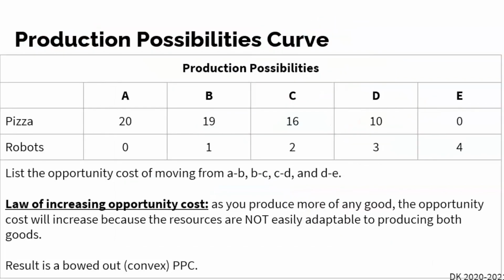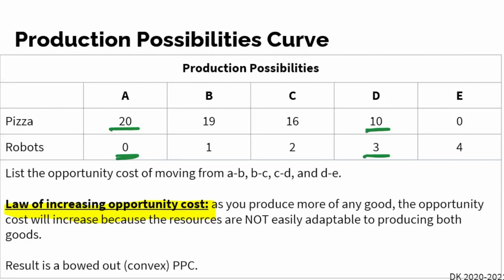And so our last type of PPC is going to be called the law of increasing opportunity cost. What this PPC is saying is that the more you produce of pizzas, the more you're giving up of producing robots because of scarcity. So let's say you're producing 20 pizzas. Well, here that means you can't be producing any robots. But let's say you want a little bit of robots here. So let's say you decide to produce 10 pizzas. That means you can produce 3 robots here.